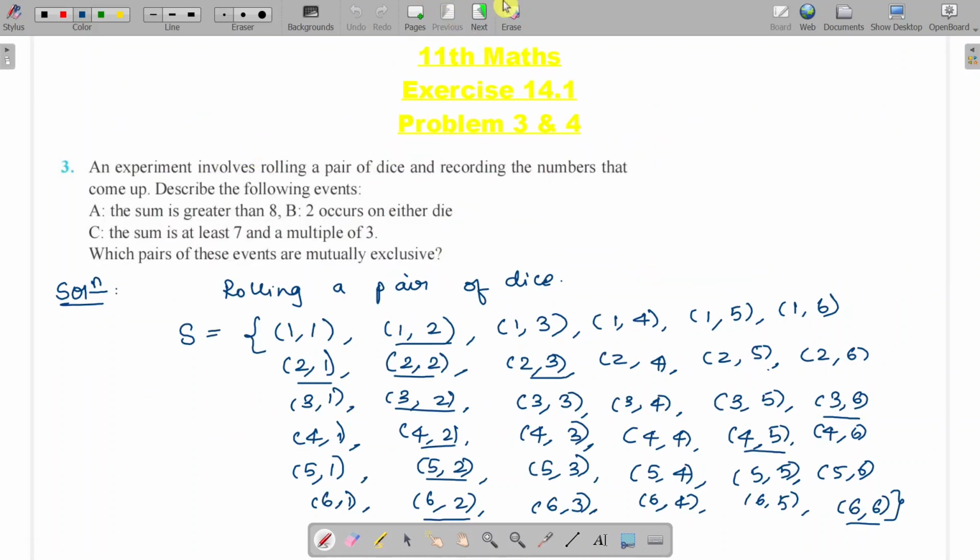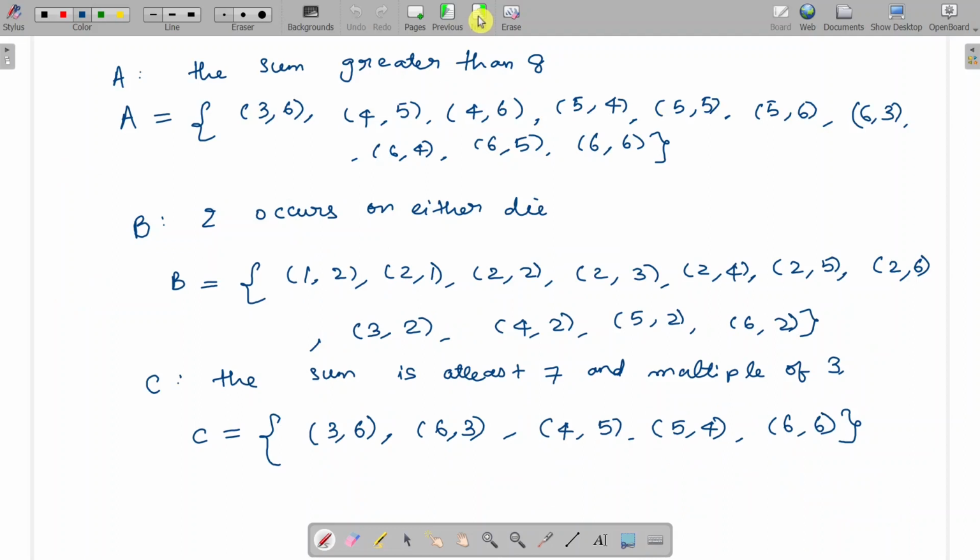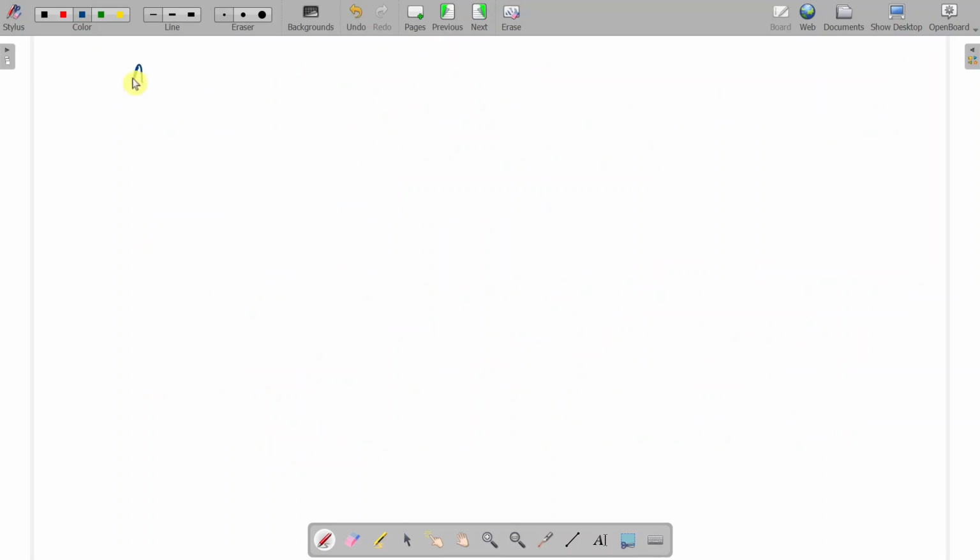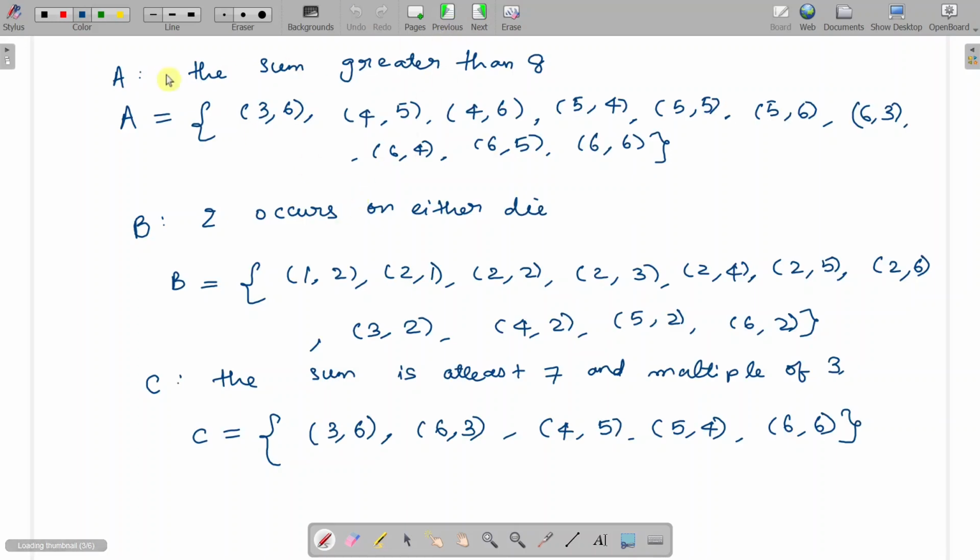Now let us tell which pairs are mutually exclusive or not. So mutually exclusive means the intersection of both the sets should be empty, sorry. So if you take two sets A and B, if the intersection is empty, then they are mutually exclusive. So let us find out A intersection B first. So A intersection B will be what? Let us look at the common points.